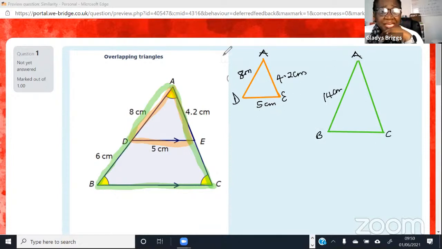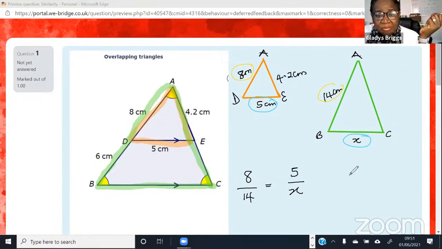Right. So what I was saying is that you can do this over that is equal to this over this. Yeah, so let's do that. 8 over 14 is equal to 5 over, if we call this x, over x, yeah? So then you can get rid of the fractions by cross multiplying. So 8x would be equal to 5 times 14.